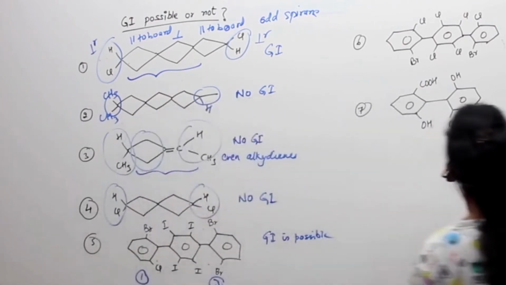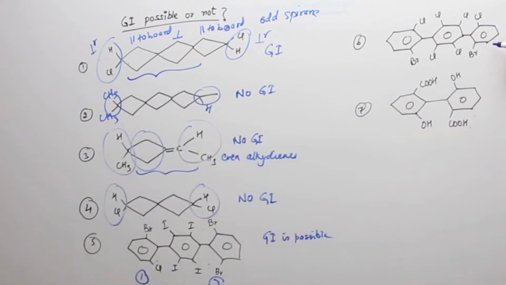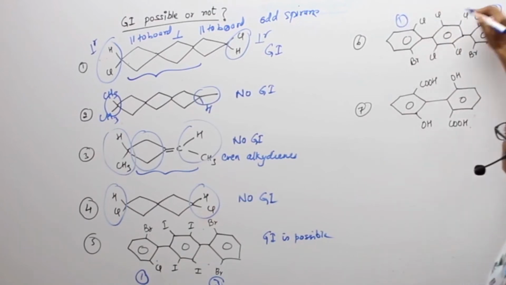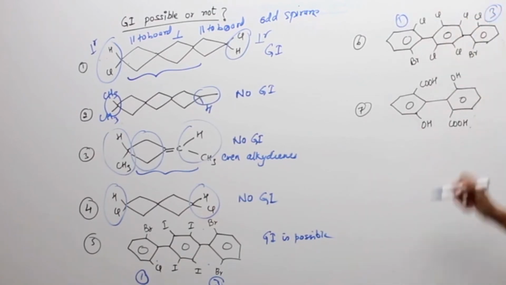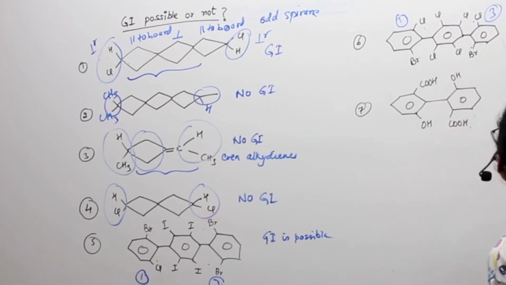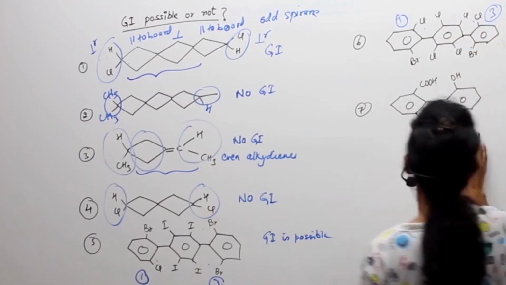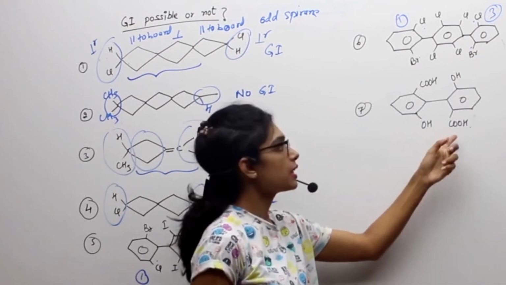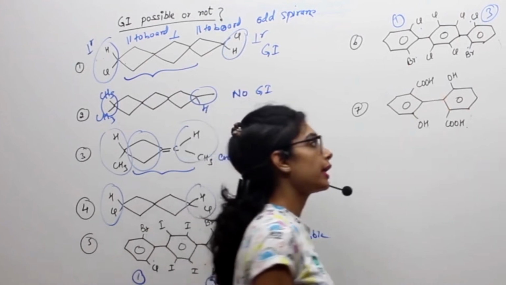Come to the next one. Here again it is an odd multiple phenyl structure where, with respect to first and third benzene, you will have GI. Two different groups are attached, and hence GI is possible. Come to this one. These two benzene chains will be in different planes, hence the groups would be in different planes and hence no GI.